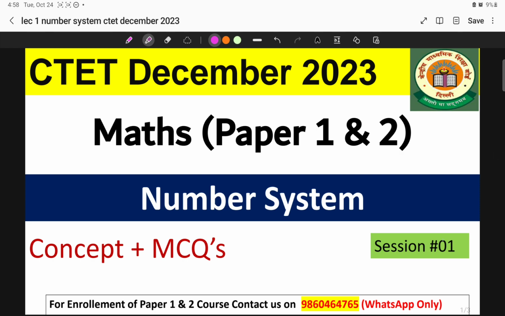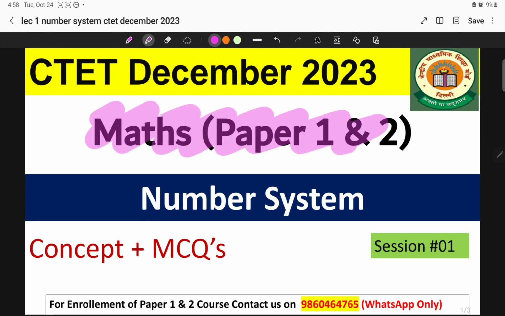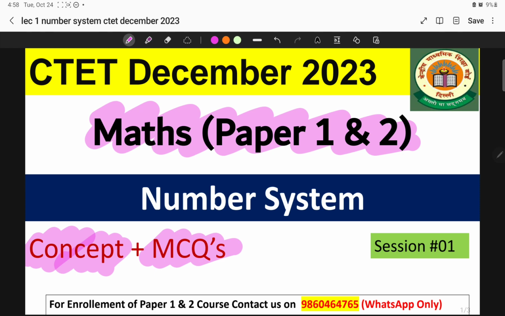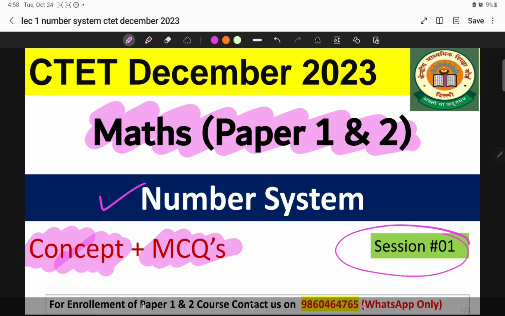In today's lecture, session number 1, we'll be talking about the topic from mathematics paper 1 as well as paper 2, that is number system. Here I'll be sharing the concepts from the number system as well as the MCQs that can be directly asked in your examination. So friends, this is session number 1 for the number system. Without any further ado, let's begin the lecture.